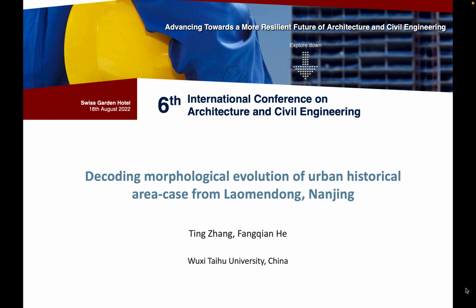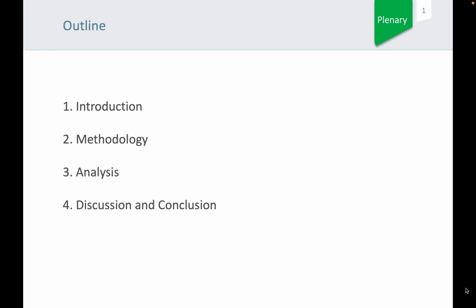Hello everyone. My presentation topic is decoding morphological evolution of urban historical area, a case from Laomengdong, Nanjing. This is the plan of today's presentation. Four parts will be presented.